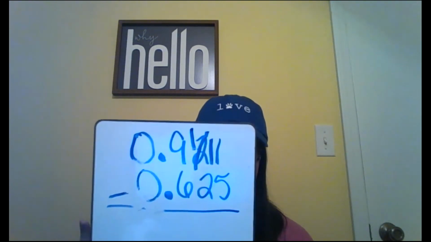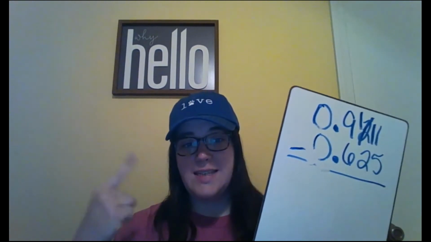So now it says 11 minus 5. So 11, 10, 9, 8, 7, 6. So 11 minus 5 is 6. And then we go to the next row.